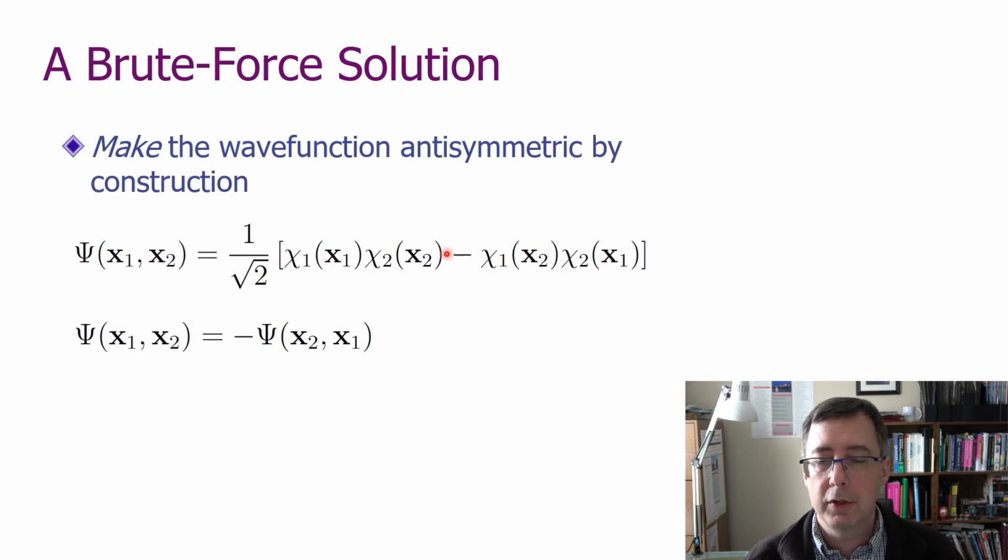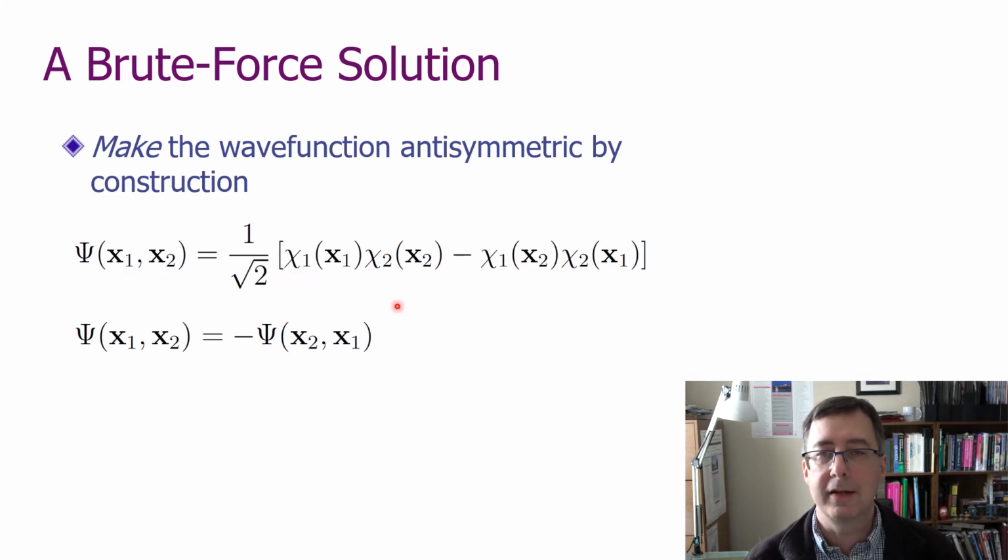And then I put a minus sign, and I put this other term where I had flip-flopped which electron is in which orbital. And you can see that if you start with this, and then if I flipped x1 with x2 here, and then also here, to get overall psi of x2, x1, that winds up being the same as the original one, times a minus sign.